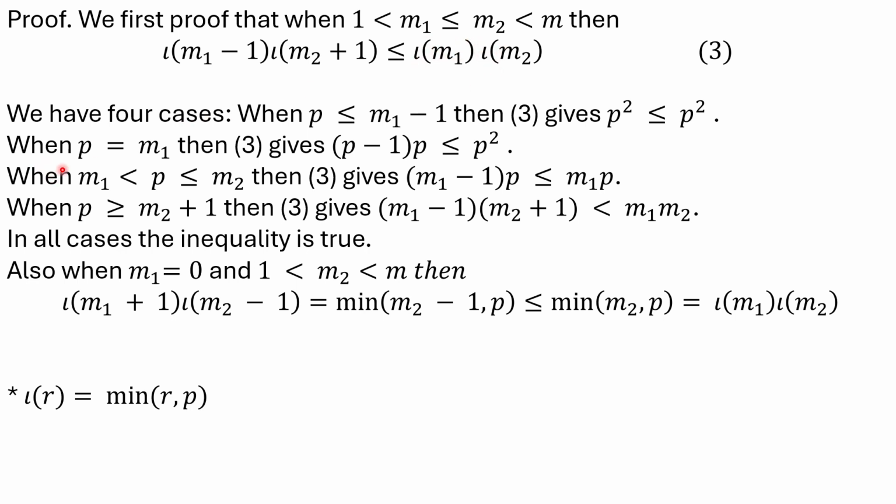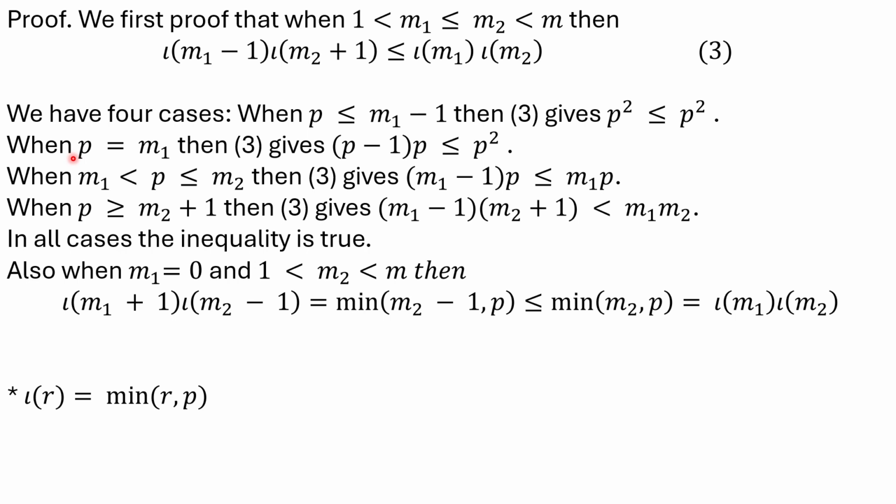Second case, when p is equal to m1, then 3 gives us p minus 1. This is going to choose m1 minus 1, which is p minus 1. This is going to choose p as the minimum. This is also going to choose p, and this is also going to choose p.